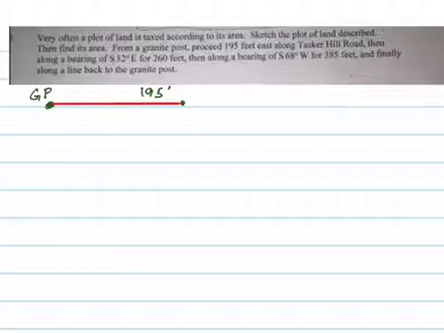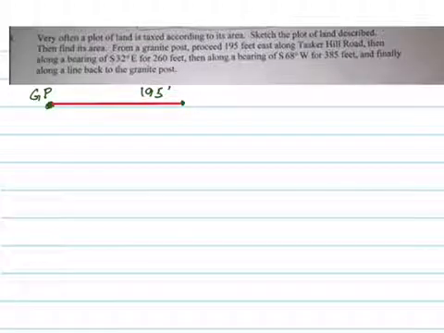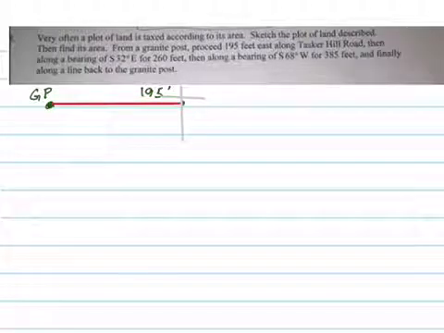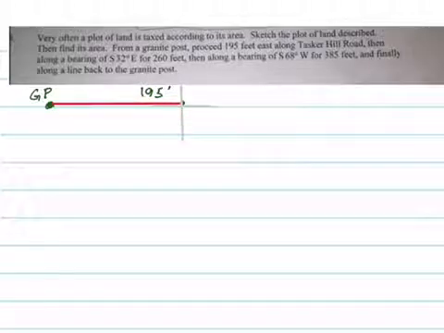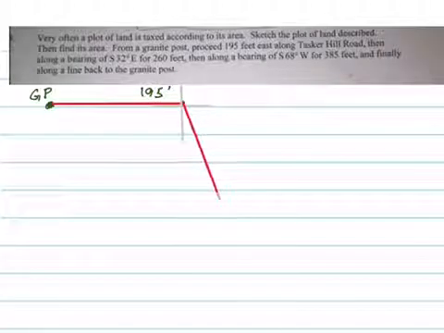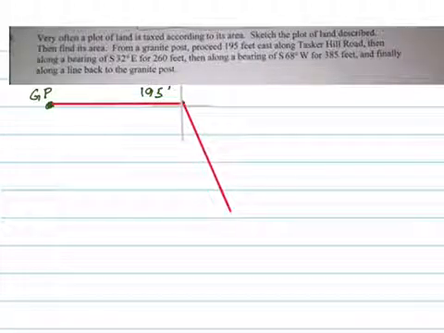What I like to do is put in a little light gray line to see my XY axis. That's X, and that's Y. Sorry, X is just straight there. So then I'm going to go south 32 east. So the angle is 32 degrees for 260 feet.